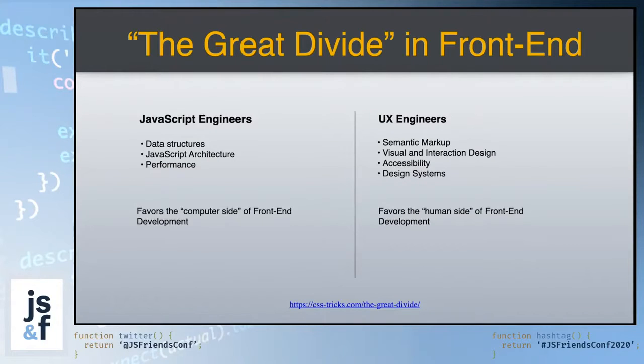They found more that they were able to bring value in helping to create semantic markup, focusing on visual and interaction design, even going so far as to learn the tools that their other visual and interaction design partners would use. And they also tended to be more concerned with accessibility and design systems. Kind of at a high level, it felt to me that the JavaScript engineers sort of favored the computer side of front-end development, whereas the UX engineers more favored the human side of front-end development. And I will recognize that that is an oversimplification.